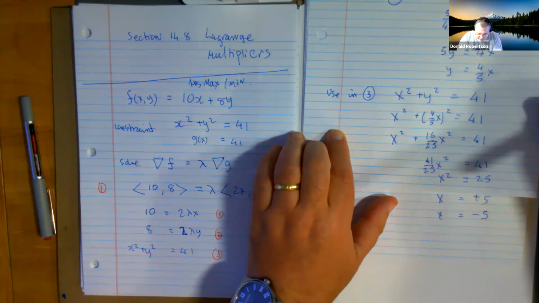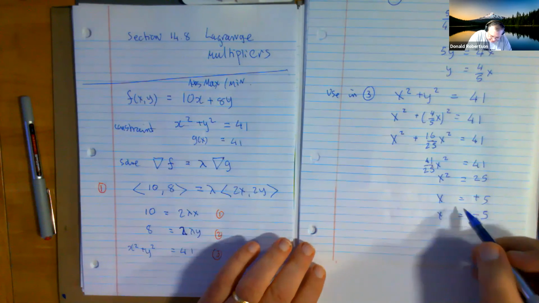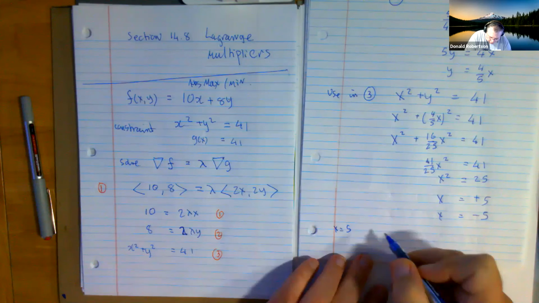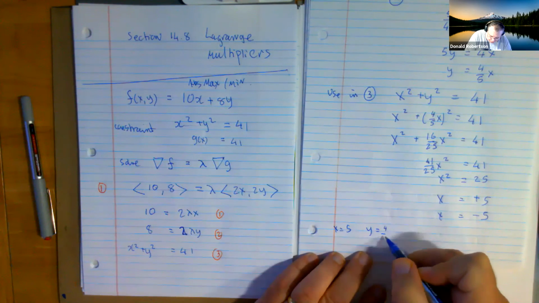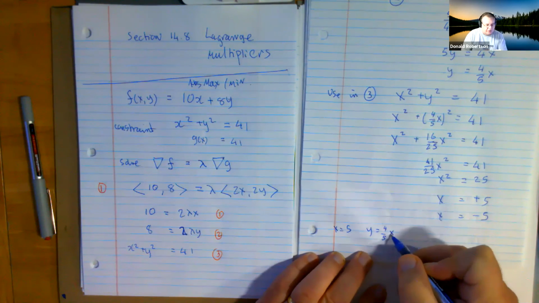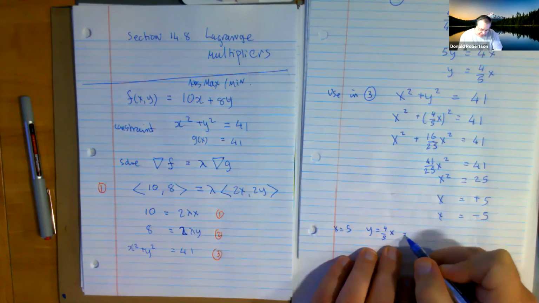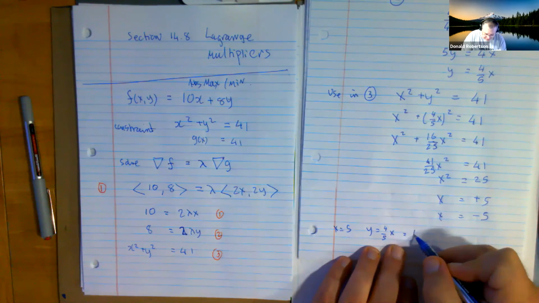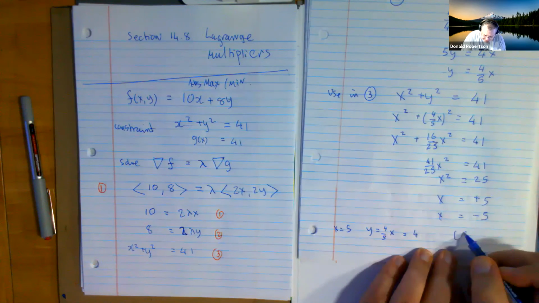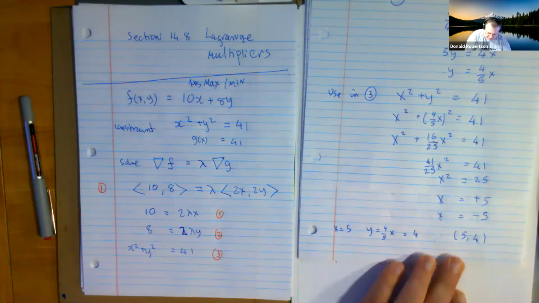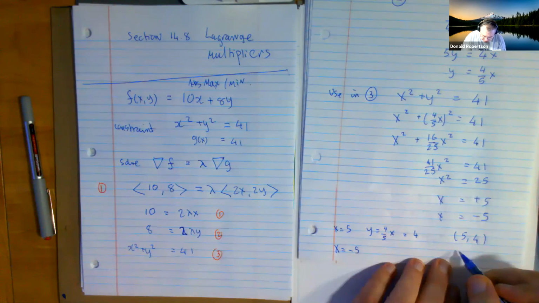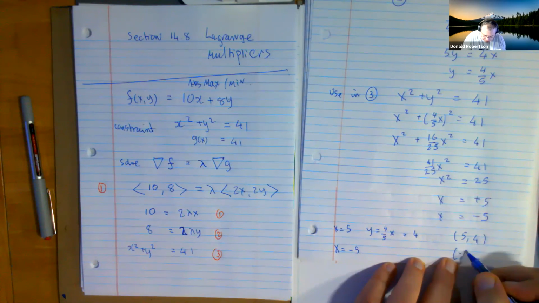Okay. Now, for each one of these, let's take x equals 5. Don't we know that y is 4/5 x? So won't that make the y value 4/5 of 5? I'll make the y value 4. So here's a guy, 5 comma 4. Now, if you plug in x equals negative 5, won't you get negative 5, negative 4?